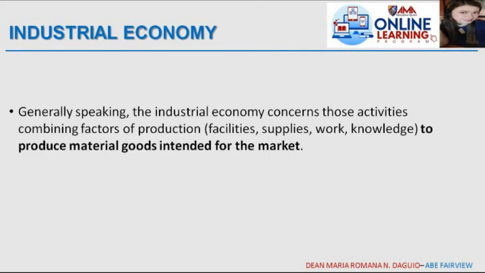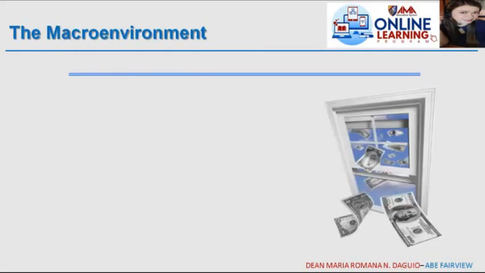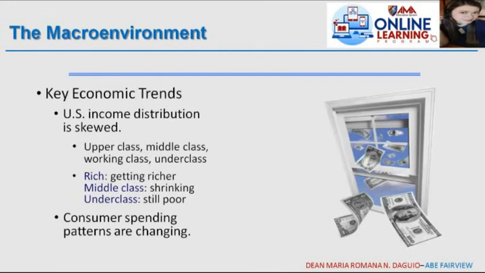The man, money, market, materials, methods. So produce material goods intended for the market. So that is the subsistence and industrial economy. So still in macroenvironment, the key economic trends.